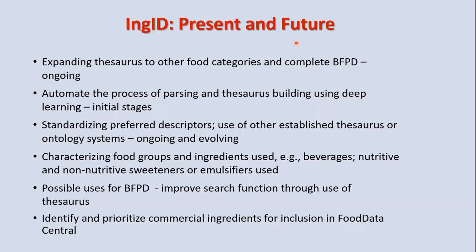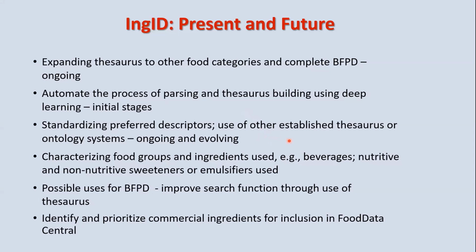So moving on, what are we doing now and what are some of our plans in the future? Currently, we are expanding the thesaurus to other food categories and plan to do the complete BFPD. We are in the very initial stages of trying to automate the process of parsing and thesaurus building using deep learning techniques. We are trying to standardize preferred descriptors by using other established thesauruses and ontology systems. This is an ongoing and evolving process.